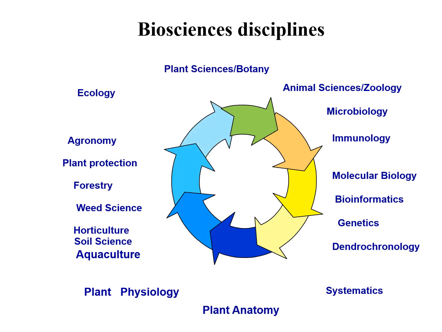There are following branches of biosciences. Botany or plant sciences is the scientific study of plants, whereas zoology is the scientific study of animals. Microbiology is the study of microscopic organisms such as bacteria, viruses, and fungi.